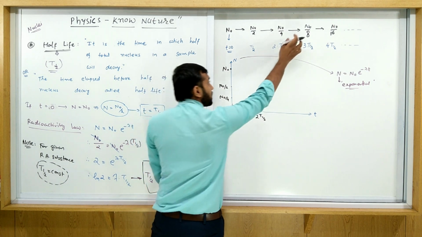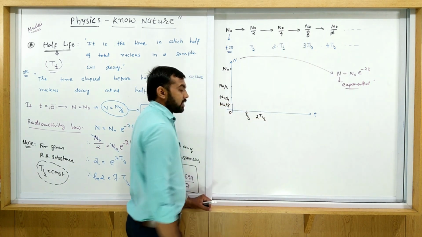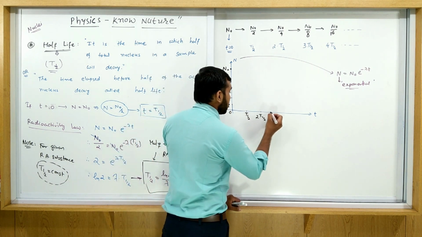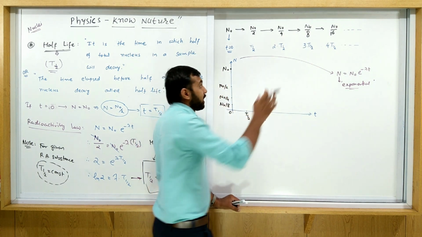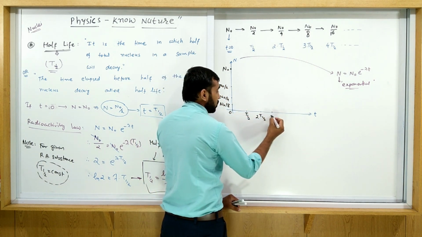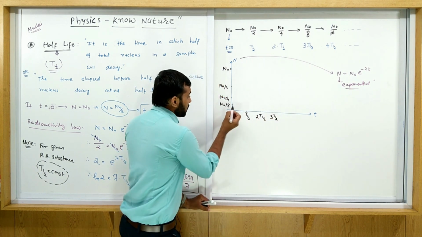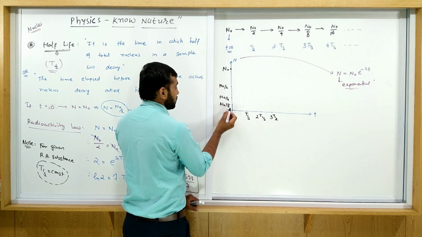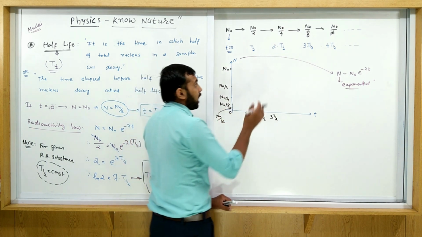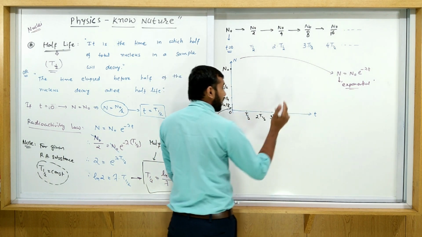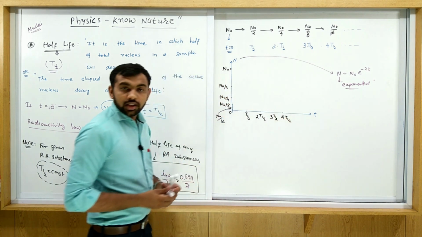Now the number of nuclei becomes N0 by 8. How much time is required? This is how many half lives? 3 half lives. Now again the nuclei become half of this, N0 by 16, and so on. How many half lives are required? 4 half lives are required like this.